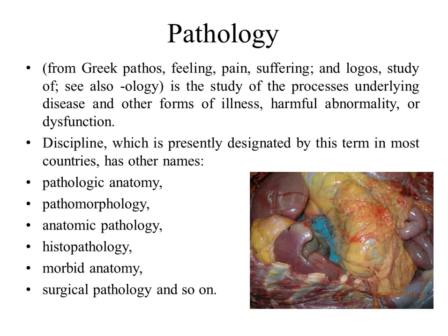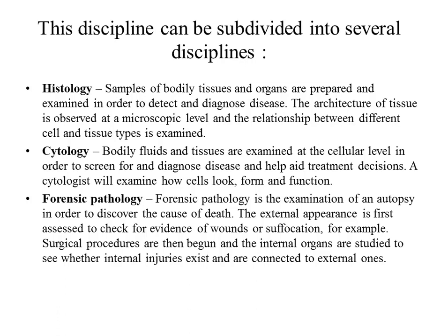The discipline presently designated by this term in most countries has other names like pathological anatomy, pathomorphology, anatomic pathology, histopathology, morbid anatomy, surgical pathology, and so on. And this discipline can be subdivided into several disciplines, as I said before.